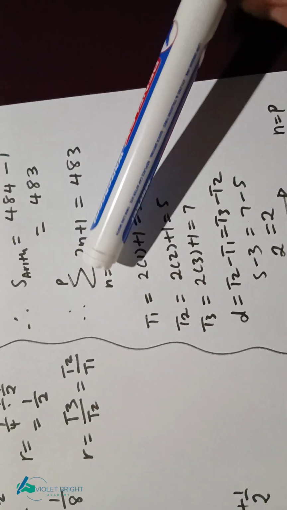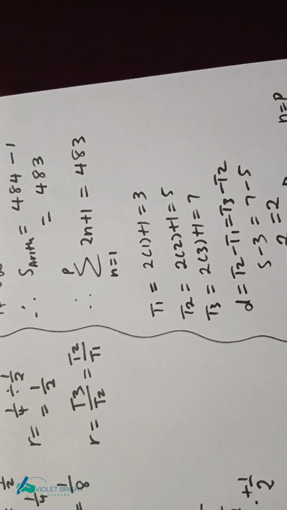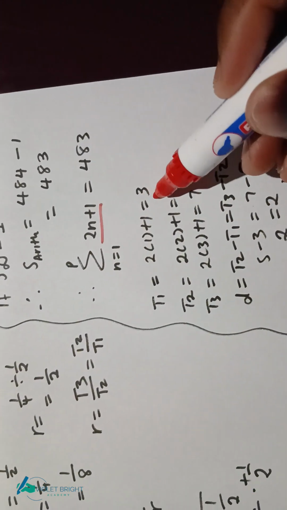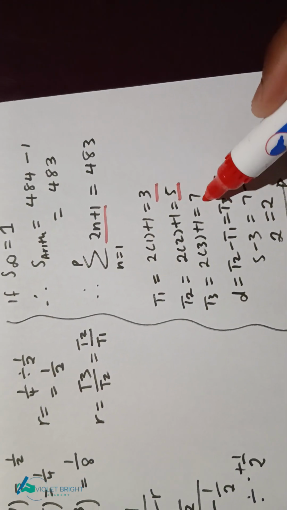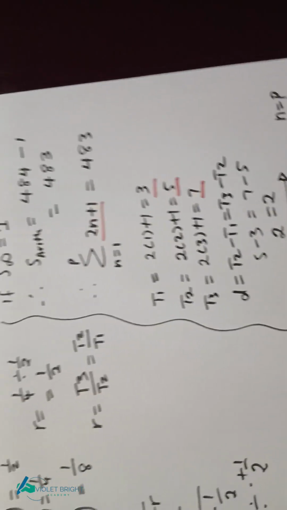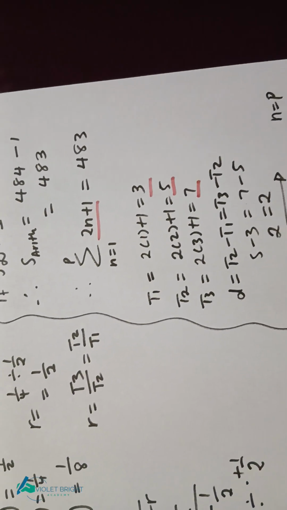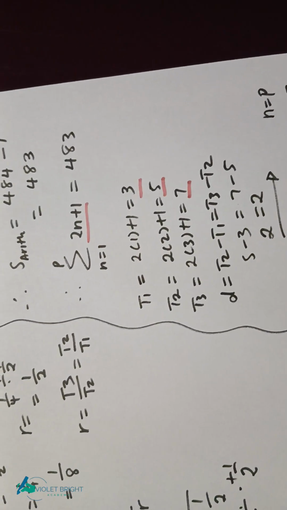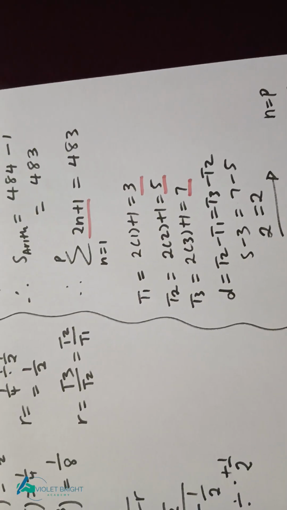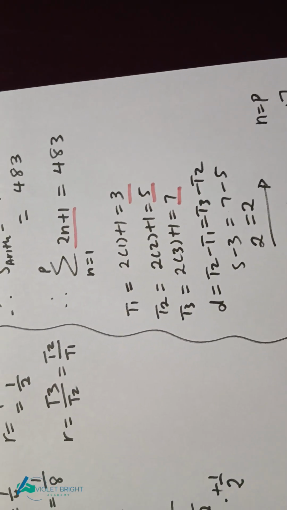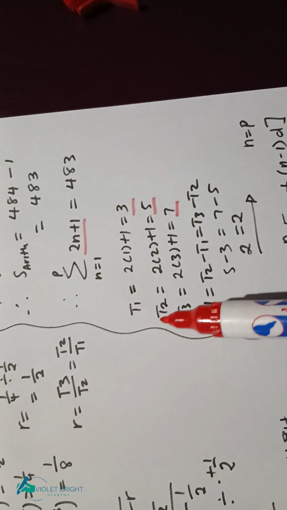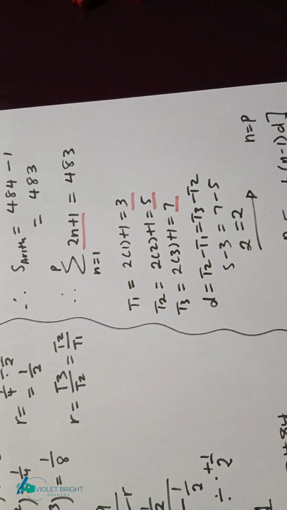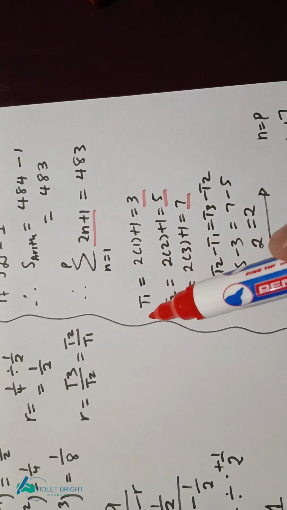Now, using this general formula, we can find the first term, second term, and third term. Someone may ask why we don't find the fifth, sixth, or seventh term. There's no need for that, because using the first three terms we can find the difference. So why do we need these first three terms?